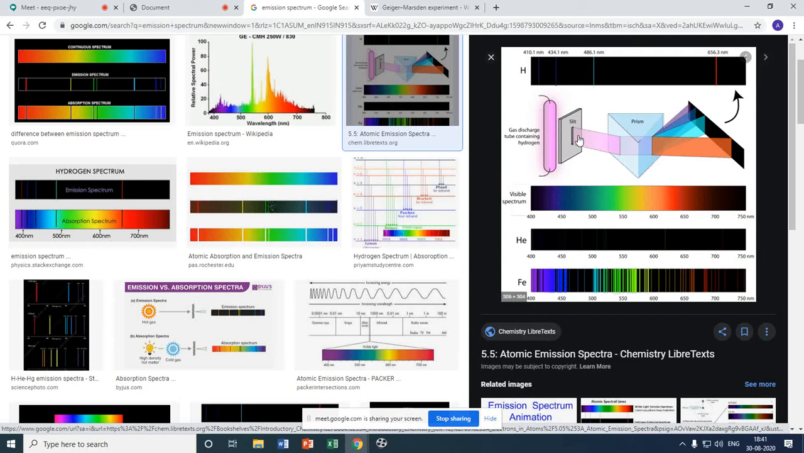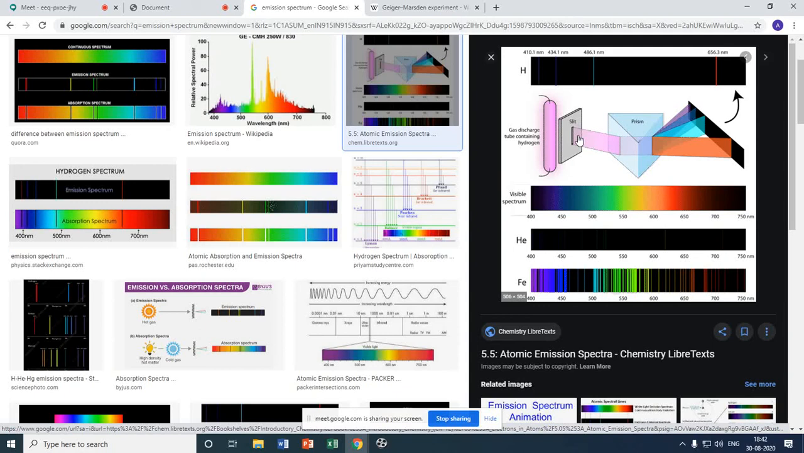Now when it falls on the prism, what do you see? It should have been 7 continuous colors, but 7 continuous colors are not there. Only certain colors are present. And there is a huge gap between. That means those colors which are missing between them have been absorbed or have not been released. This is the concept of spectrum.